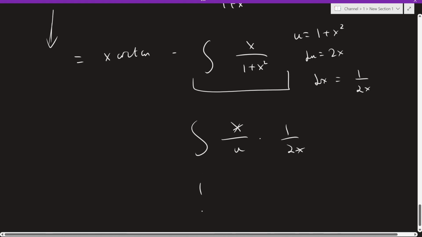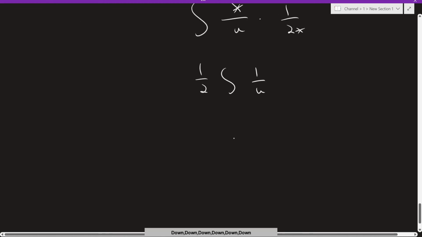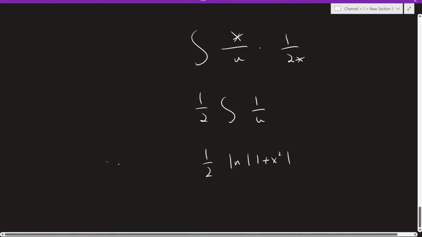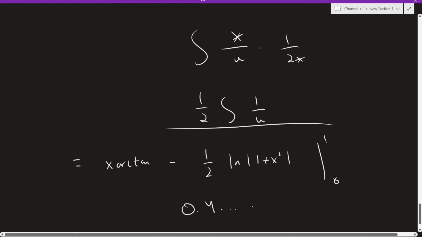Take 1 over 2 outside. It's going to be 1 over u, and integration of 1 over u is ln u. And let's change u now because we are at the end of the question. Add the half, and then don't forget the arctangent minus x arctangent. Now apply the 0 and 1, and you're going to find a number of 0.4 something.